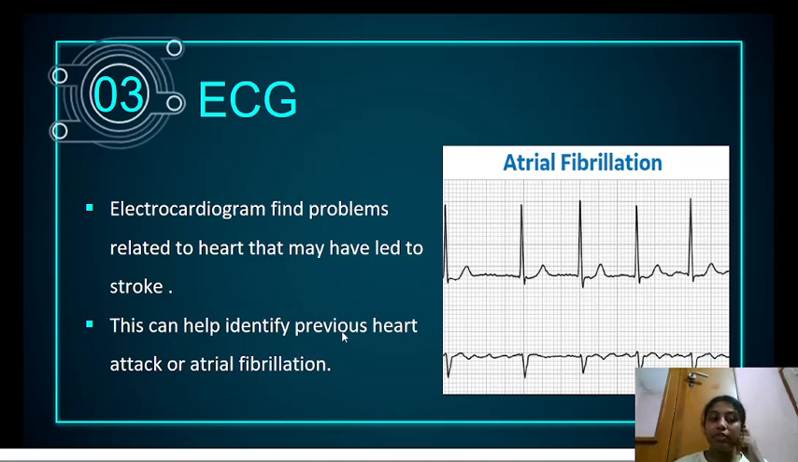ECG. ECG is electrocardiogram, which finds problems related to the heart that may have led to stroke. This can help identify a previous heart attack or atrial fibrillation. This is an example of that.